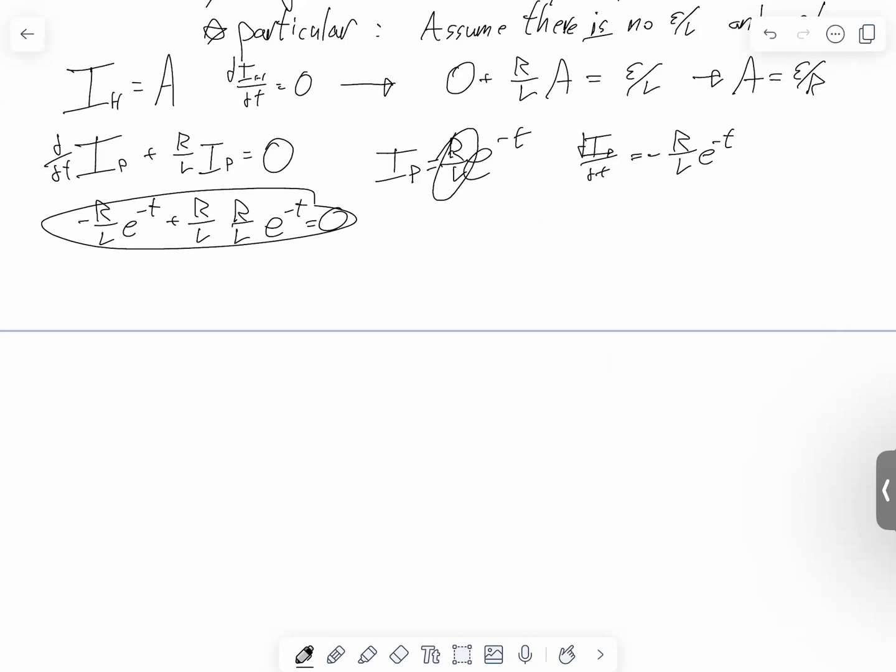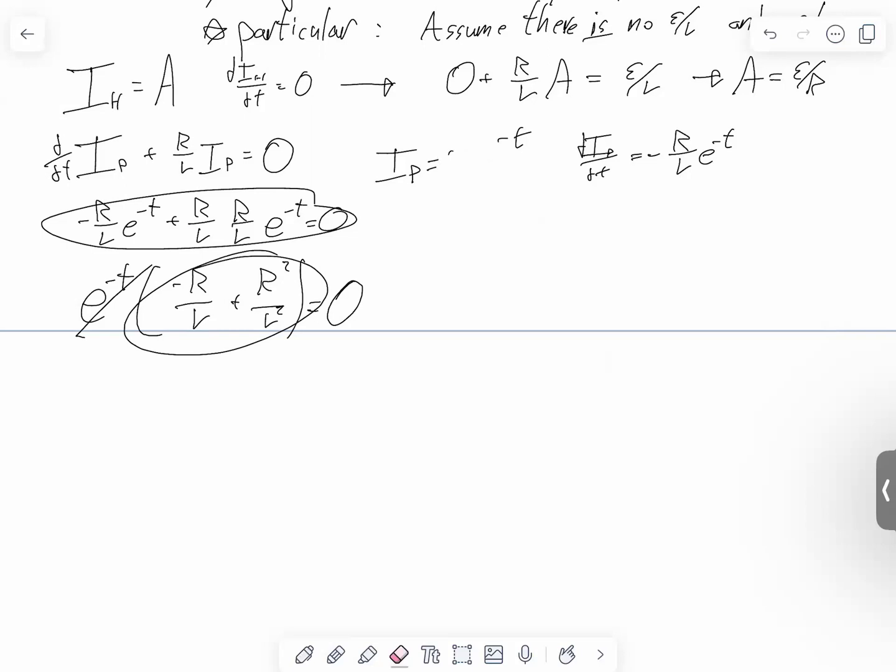Andrew. Yeah, totally. Pull out an E to the negative T. E to the negative T times negative R over L plus what? R squared over L squared? I claim that that had better equal zero. Divide by E to the negative T, that's not always zero. That doesn't work in general. So it can't be R over L E to the negative T.